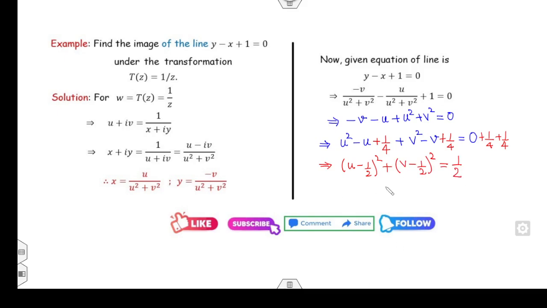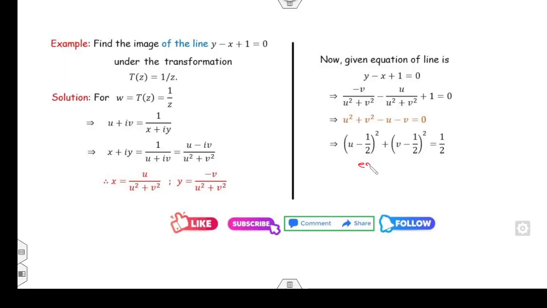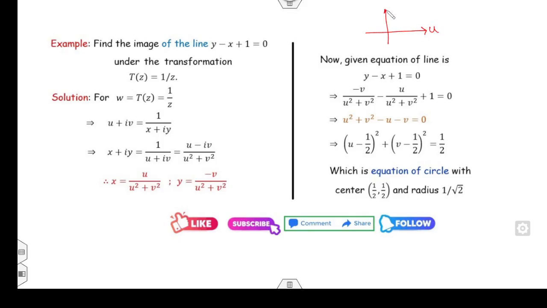And clearly this is the equation of a circle. What is the center? Half comma half is my center. And what is the radius? So the radius you can obtain from this is 1 over root 2. So can you draw the graph? So this is the equation of the circle, in u and v. The center is my half comma half. This is the half, this is the half, this is my half comma half. You can draw the circle of radius 1 by root 2.